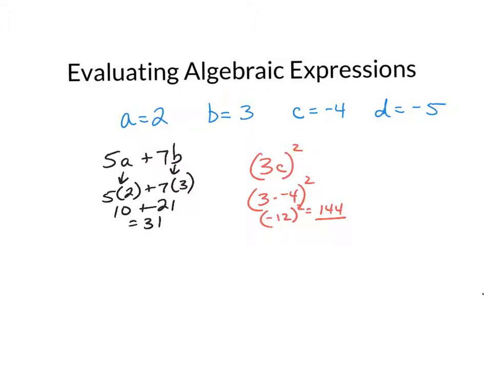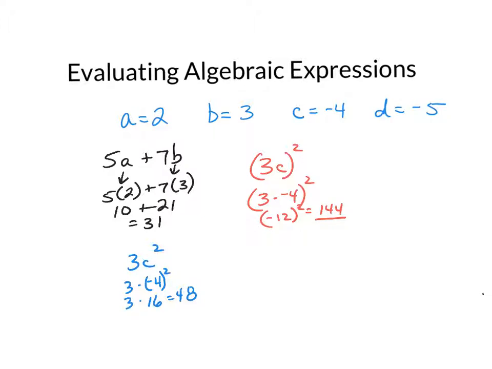Remember, if I just had 3c squared, and I don't have the 3 and the c inside the set of parentheses, this one works a little bit differently. It's going to be 3 times negative 4 squared. Now that negative 4 is inside the set of parentheses because I do want it to be negative 4 squared, because c is equal to negative 4. So negative 4 squared gives me 16 because it's a negative 4 times a negative 4, and 3 times 16 gives me an answer of 48.